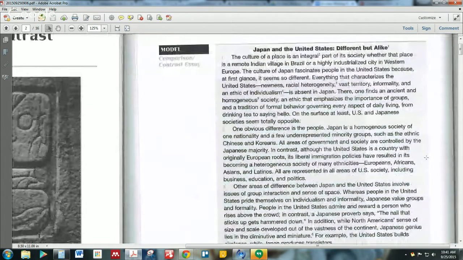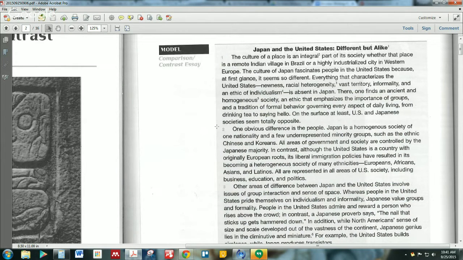One obvious difference is the people. Japan is a homogeneous society of one nationality and a few underrepresented minority groups, such as the ethnic Chinese and Koreans. All areas of government and society are controlled by the Japanese majority.